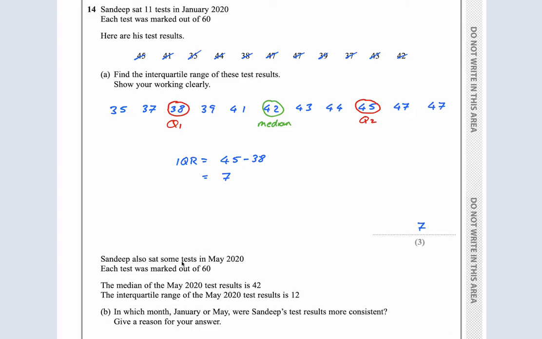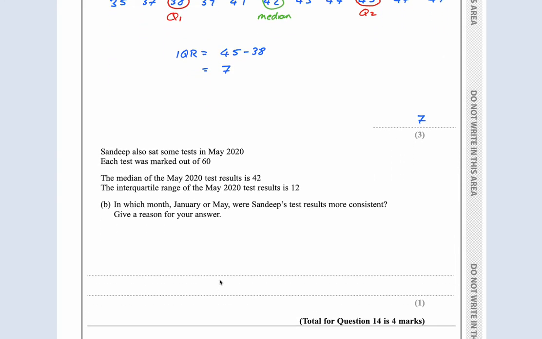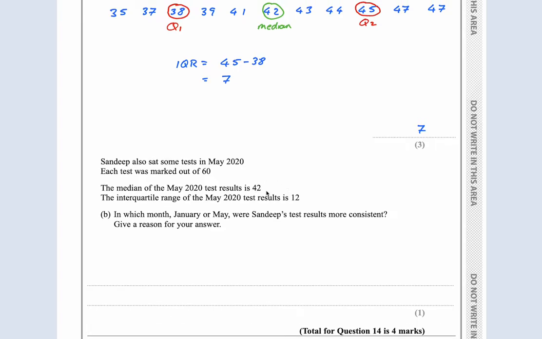Okay. Deepak also sat some tests in May 2020. Each test was marked out of 60. The median of the May 2020 results is this, and the interquartile range is 12. Okay, they often ask these questions. In which month, January or May, were Deepak's test results more consistent? Give a reason for your answer. The interquartile range is a nice way to measure consistency. So the smaller that is, the more consistent the grades are.